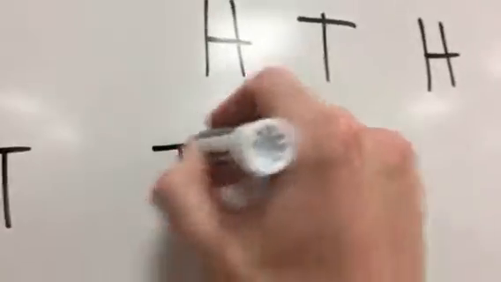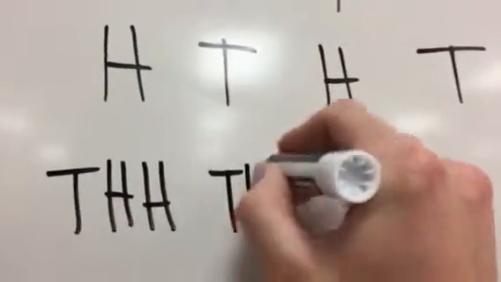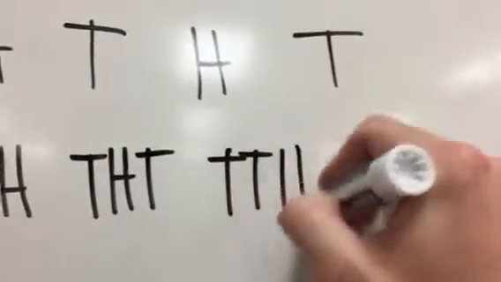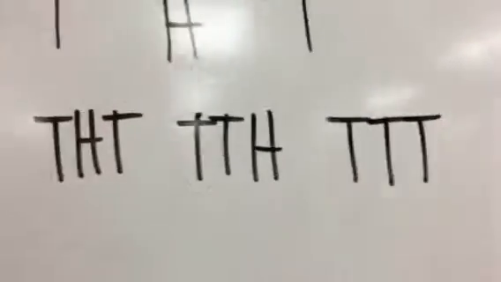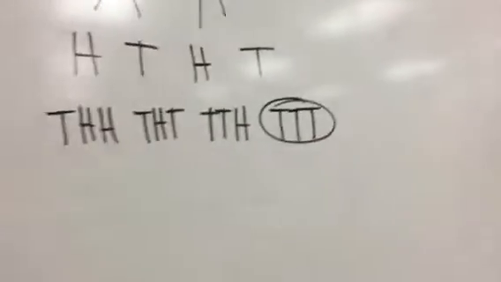Over here we have tails, heads, heads. We have tails, heads, tails. Tails, tails, heads. And then lastly, the one we actually want, which is tails, tails, tails. So that's the one we're being asked about. What's the probability of getting that?